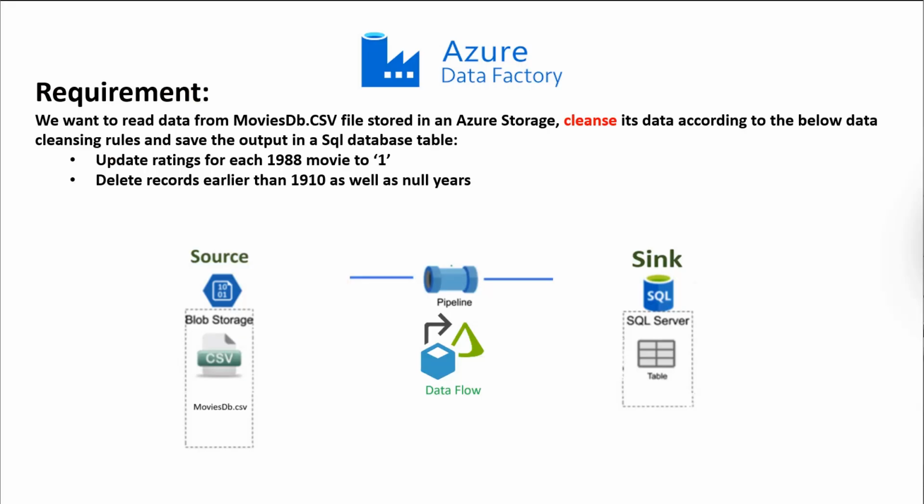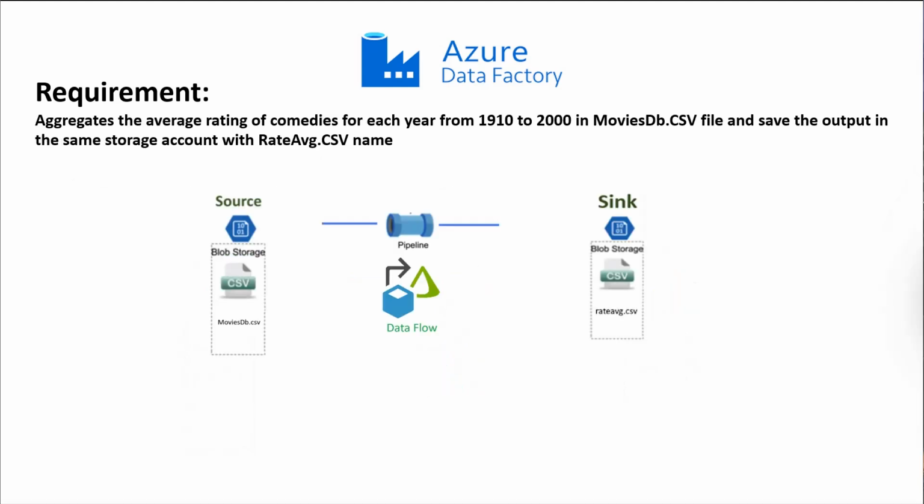All right, we learned how to use alter row and also derived column in this requirement. And we move to the next requirement, and we can learn more data flow capabilities there. In this requirement, we use the same CSV file. We want to aggregate the average rating of comedy movies for each year from 1910 to 2000. And then we want to save its output to the storage account with the rateavg.csv name. So we go to the Azure portal and we implement that using Dataflow.